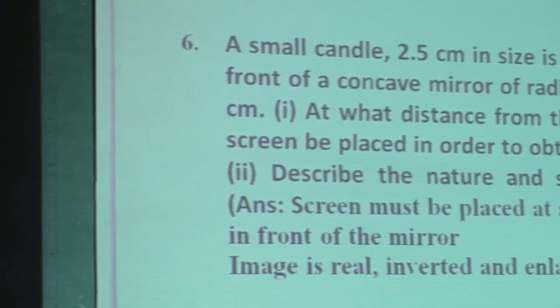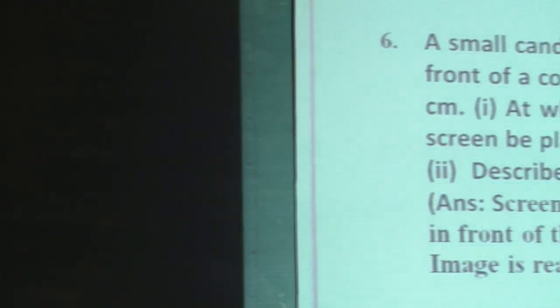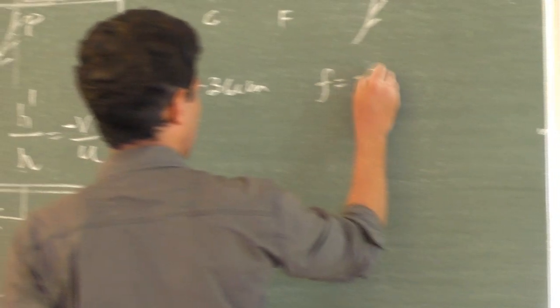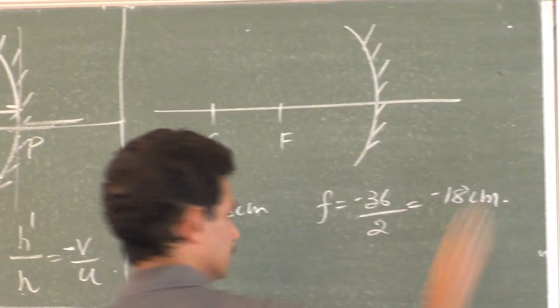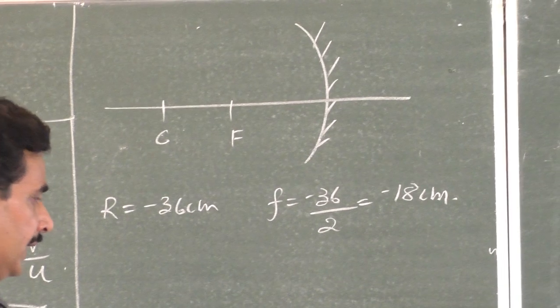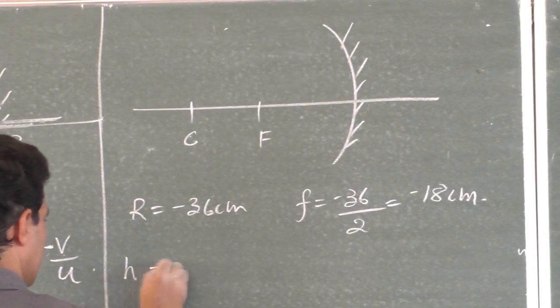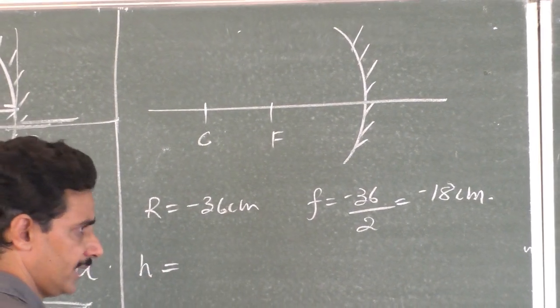Now, do you have any clues here? Yes, radius. Radius is minus 36 because the center is on this side. So focal length is minus 36 by 2, which is minus 18 centimeters. That is one data. And height of the object, h. H dash is height of the image.